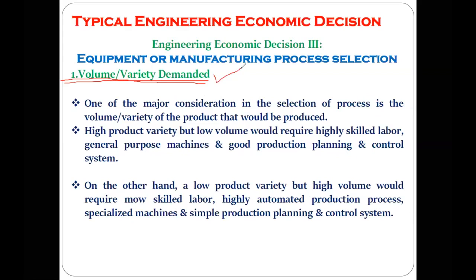So this is our first factor. The first factor is what? Volume or the variety demanded. Now tell me the difference between the volume and the variety.